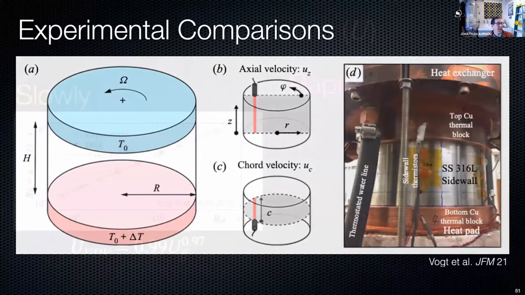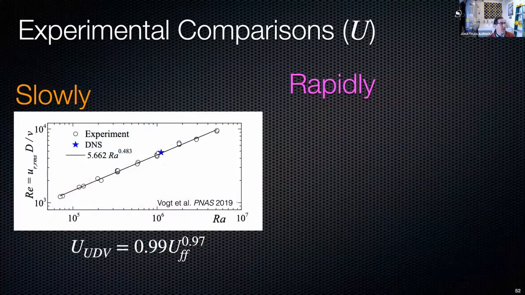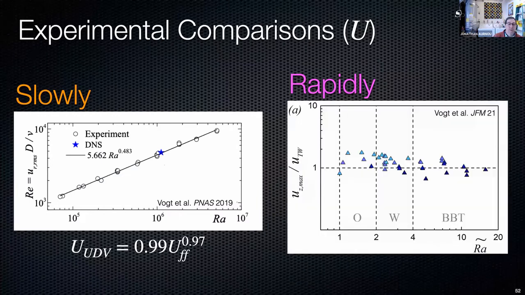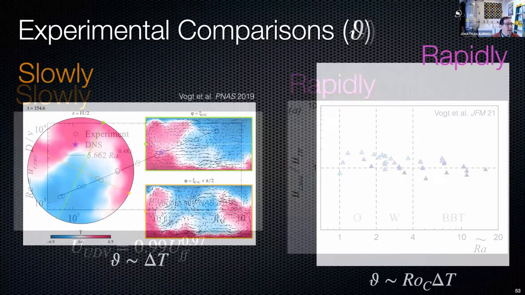Just briefly looking at experiments, how well do all these work? For slowly rotating systems, if you look at the velocity scale, it's very close to free fall. This is, again, ultrasonic Doppler data from Vogt. And if we go into the rapidly rotating system, we really do get thermal wind. Great. So those both hold up.